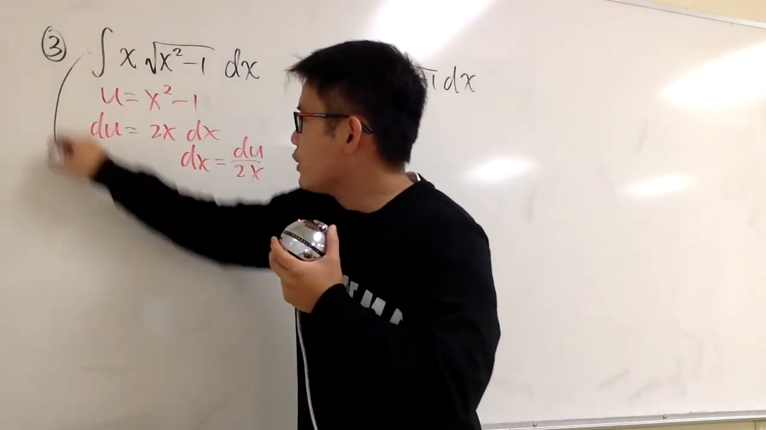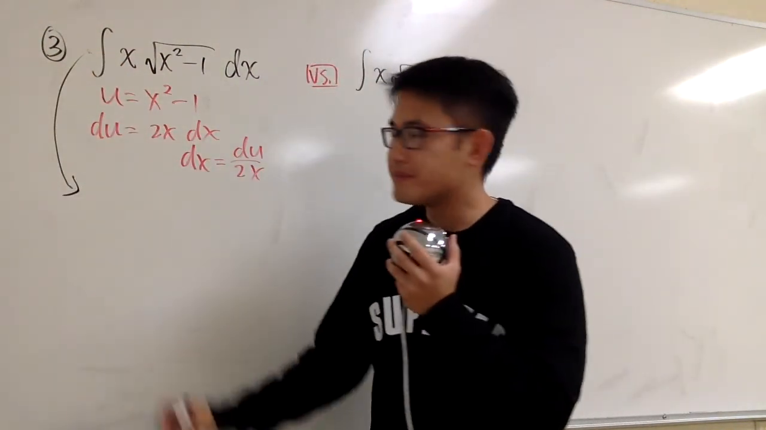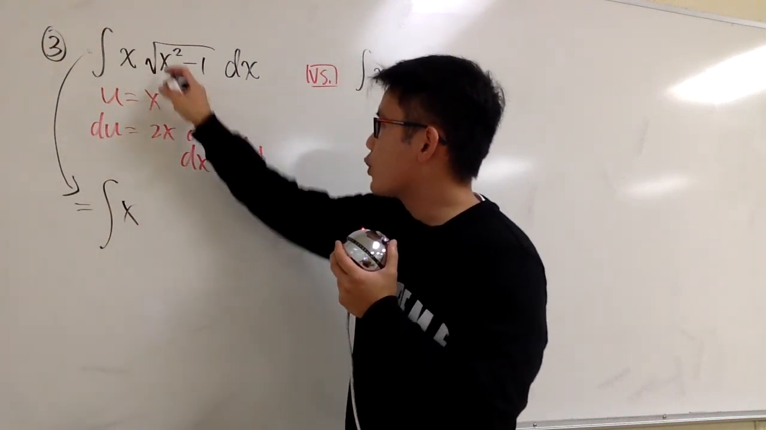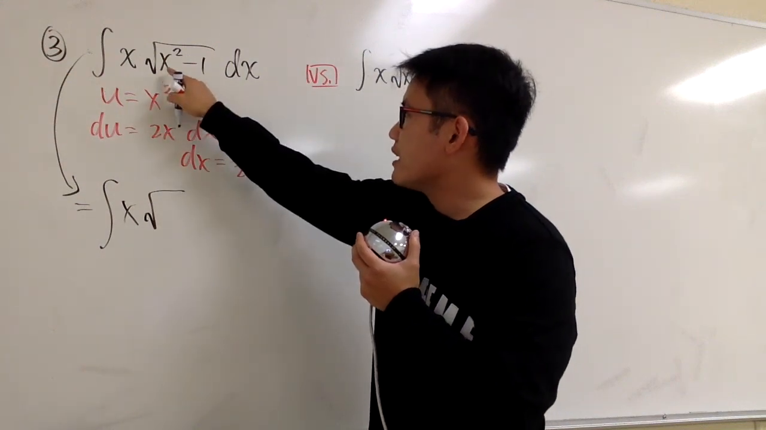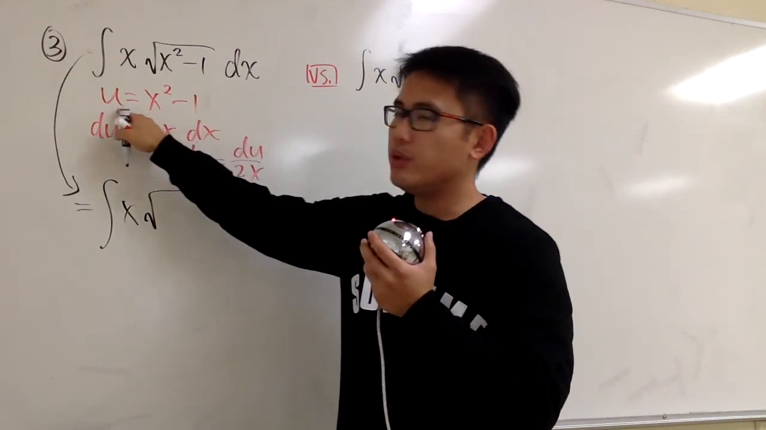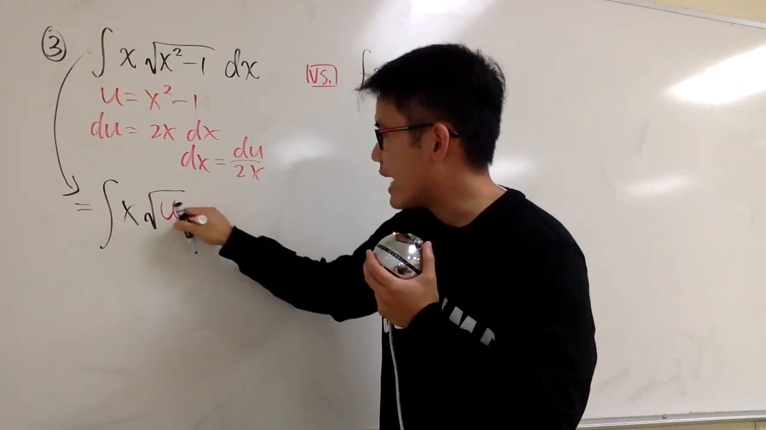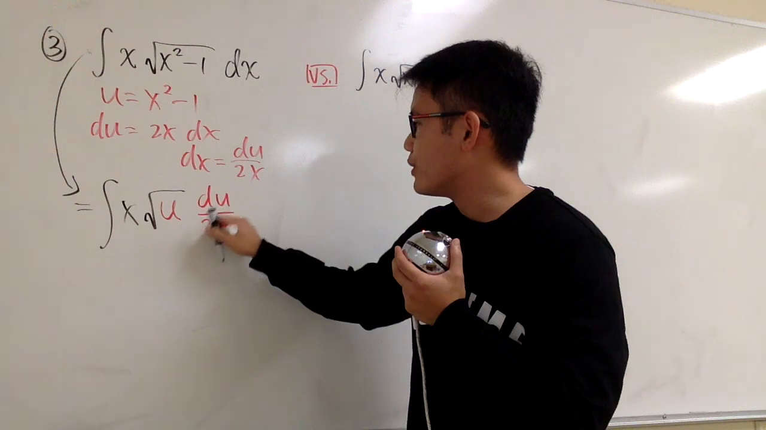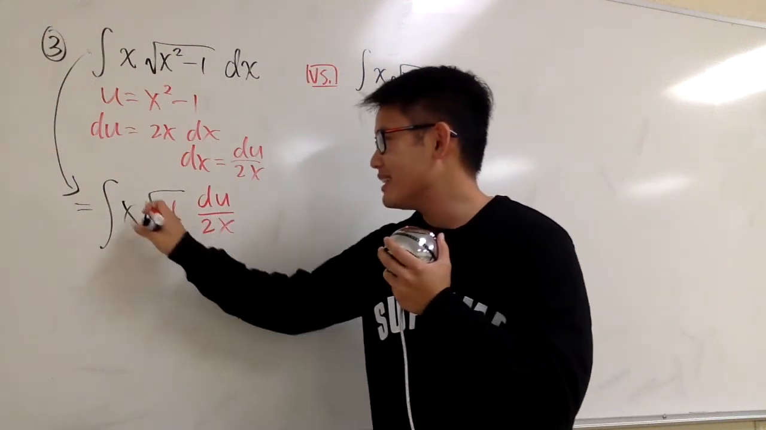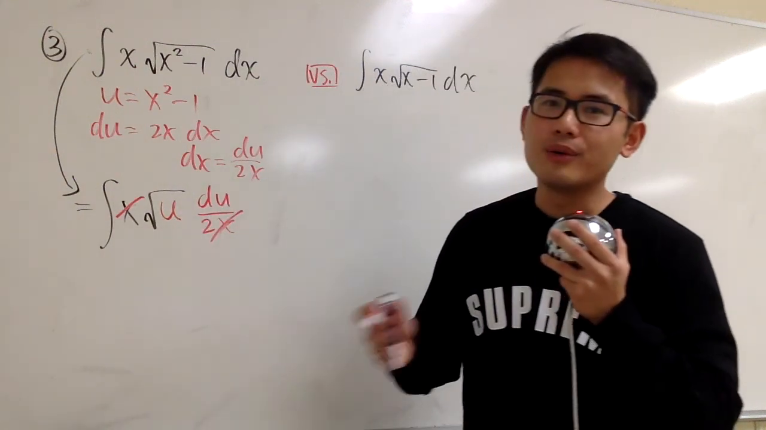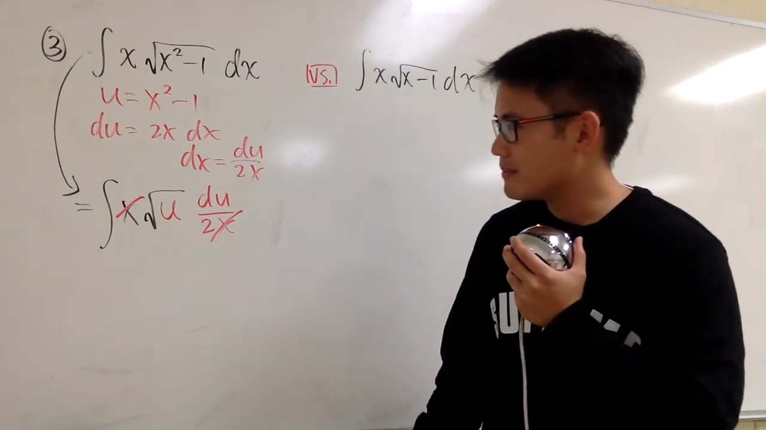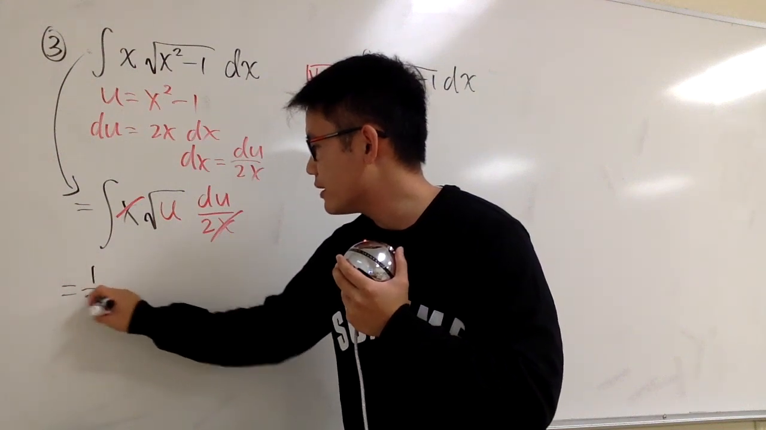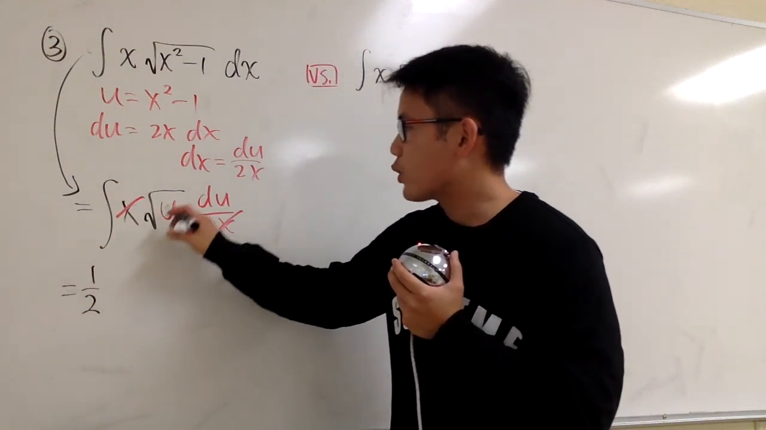And now I can take this integral into the u world. So this is going to be the integral of this x, and then the square root. But then the inside, x squared minus 1, is the u, right? So I'll put down u inside. dx is du over 2x, so I'll put down du over 2x. And you see this x and that x cancel each other out. That's very nice. We have a 1/2 right here, so let's put it down outside of the integration. And then we're going to integrate the square root of u.